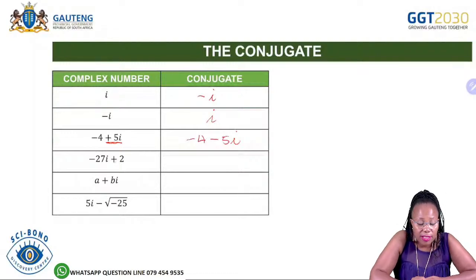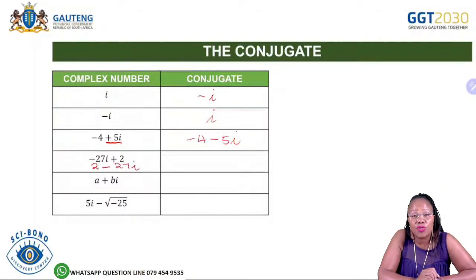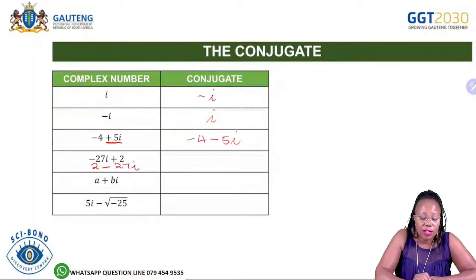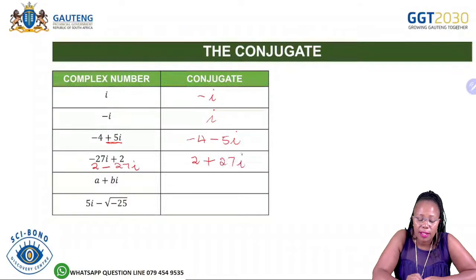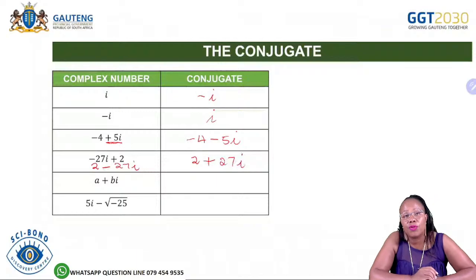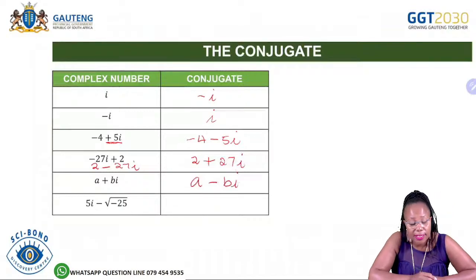Okay, and then in this case, can you see the notation is not in the correct rectangular form? So we are going to write this as 2 minus 27i, grade 12, to avoid confusion, so that we can target the correct bi part. And then in this case, our conjugate will be 2 plus 27i. We are changing the negative 27 to a positive. And then we have a plus bi. The conjugate for this one is a minus bi, because we are targeting the bi.